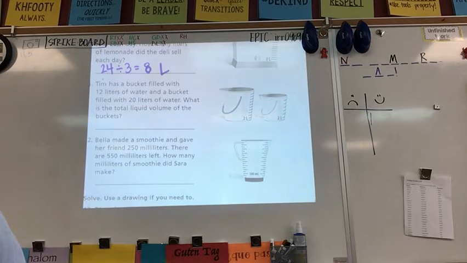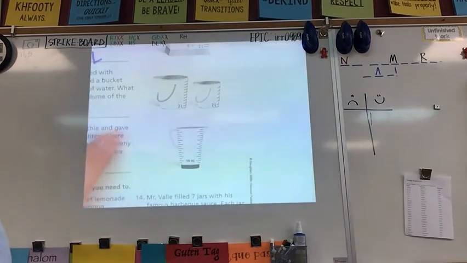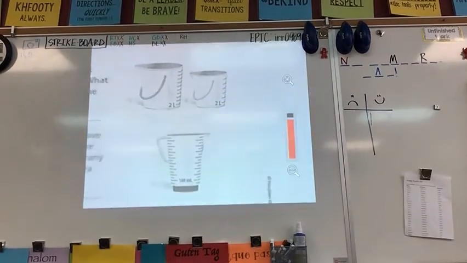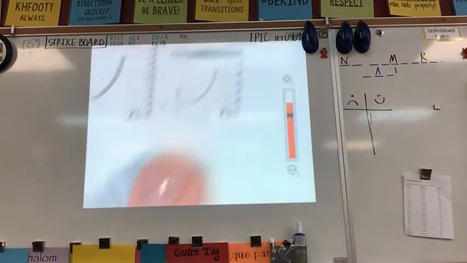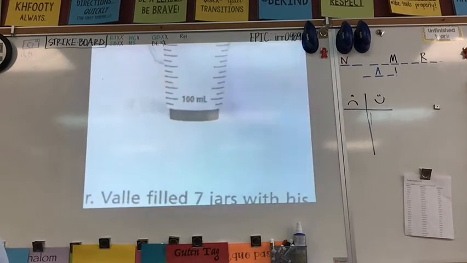You ready for this one? Yes. Tim has a bucket filled with 12 liters of water and a bucket filled with 20 liters of water. Now I do want to point out, and I'm going to zoom in here so you guys can see. Did you notice that these buckets don't just say 1 liter, they say 2 liter? Since it says 2 liters next to the first line, that tells you that you have to count by 2s. If it says 100 on this line, that means that you have to count by 100s.